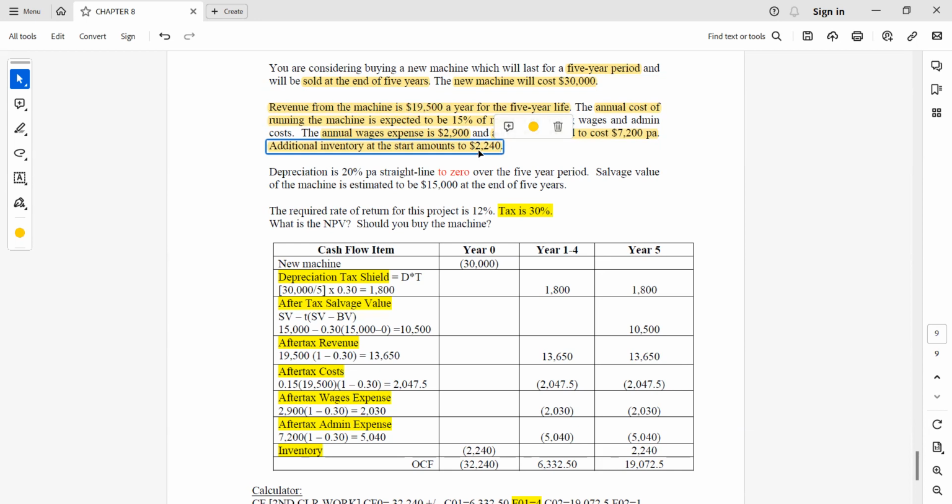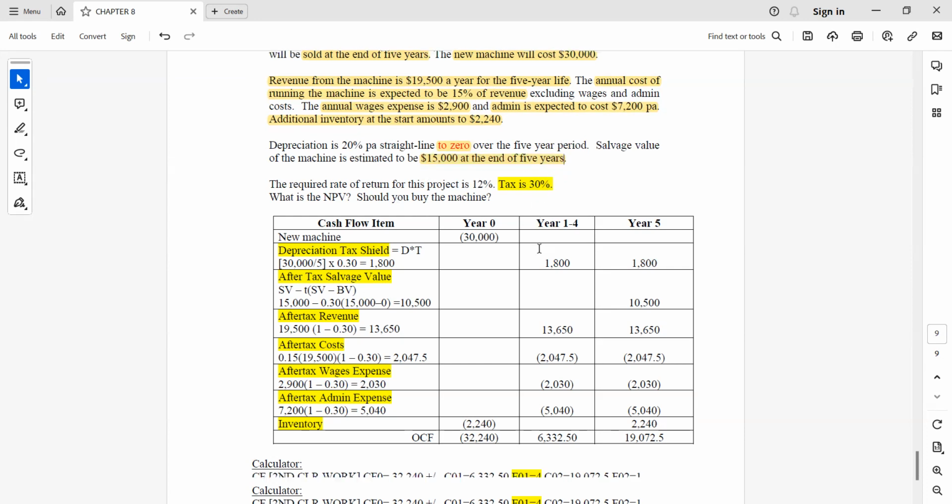I do not use the word like just now. Net working capital, correct. Okay, so do you realize that I didn't use the word net working capital over here? So there's net working capital. Depreciation is 20% per annum, straight line to 0, again to 0 over the 5 years. Salvage value of the machine is estimated to be 15,000 at the end of 5 years. Required rate of return is 12% and tax rate is 30%. What is the NPV? Same thing.